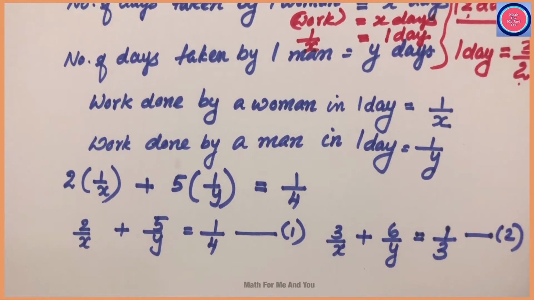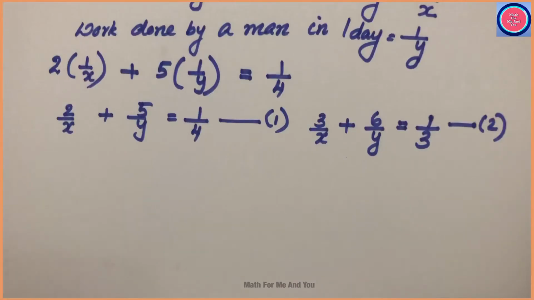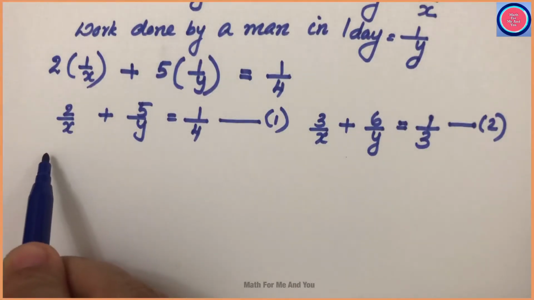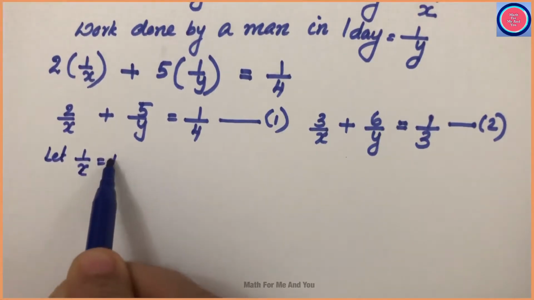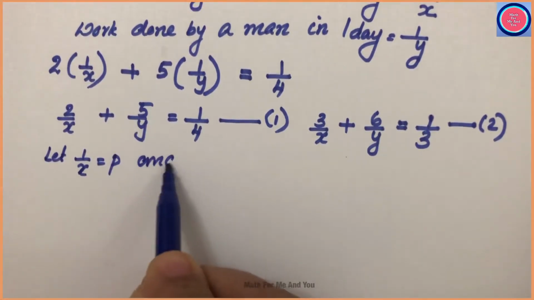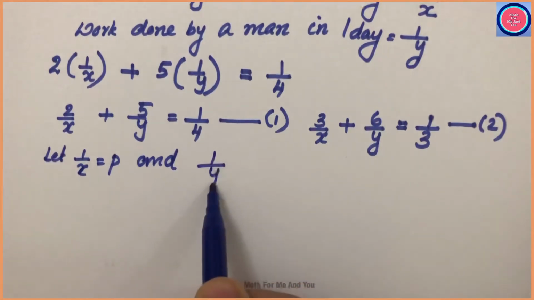Equation number 1 and equation number 2. Look at the variables. They are in the denominator side. So we need to replace them with different variables and reduce this to the standard form of linear equations. So here we will take 1 over x as p and 1 over y as q. Then we will rearrange the equations to get a pair of linear equations.